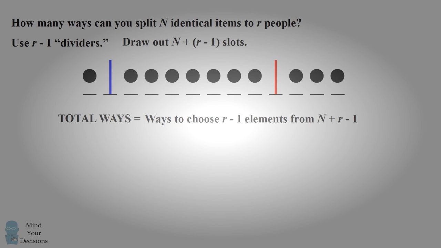So it's the number of ways that we can choose r-1 elements from n plus r-1, which will be n plus r-1 choose r-1, which is equivalently n plus r-1 choose n. There's another way you can think about this solution.